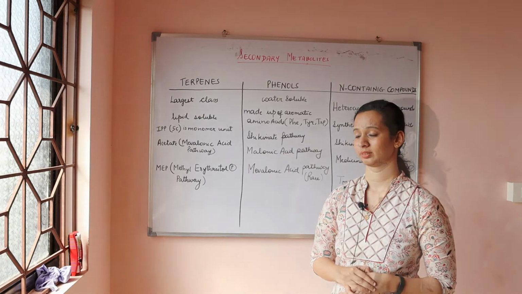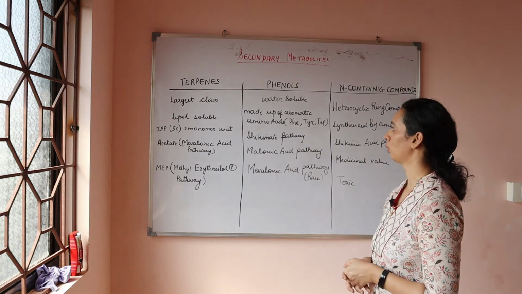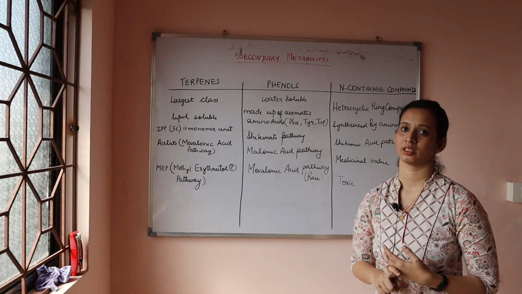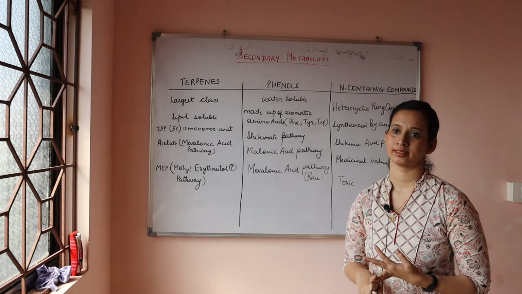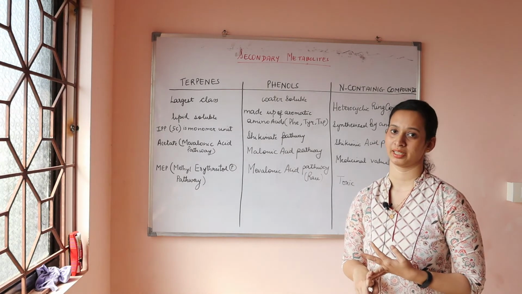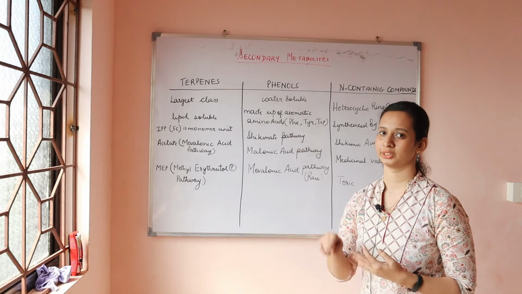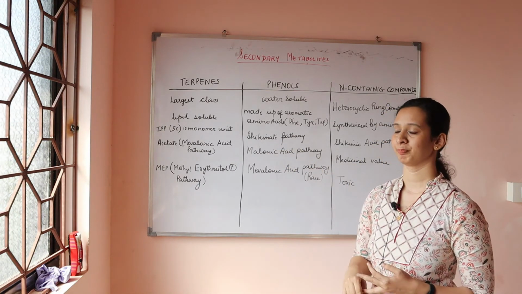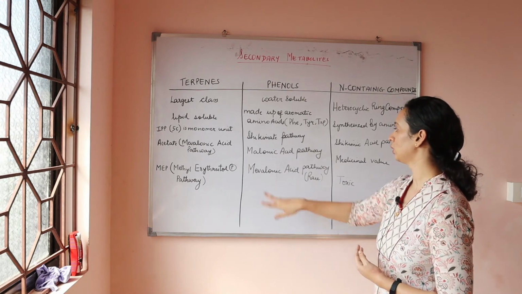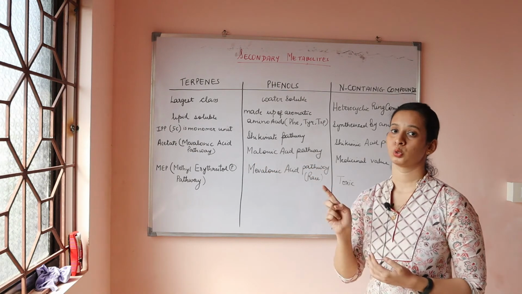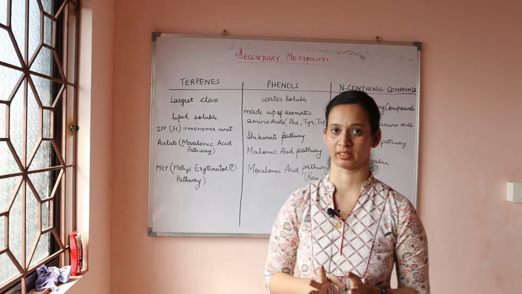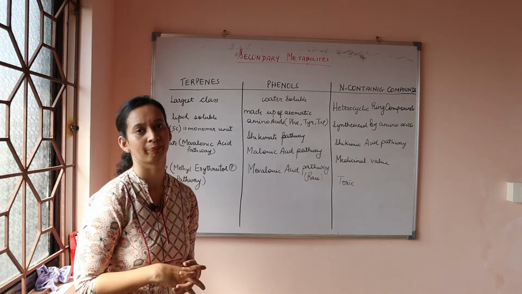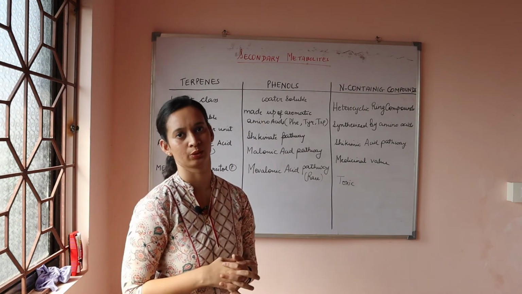However, for now you can know that phenols, as written, are water soluble. They are made up of aromatic amino acids. Aromatic amino acids are amino acids like phenylalanine, tyrosine and tryptophan, which have a ring structure in them. They are produced by the shikimate pathway, and also by the malonic acid pathway and the mevalonate pathway, but that is quite rare. So the shikimate pathway and malonic acid pathway are the major contributors of phenol.